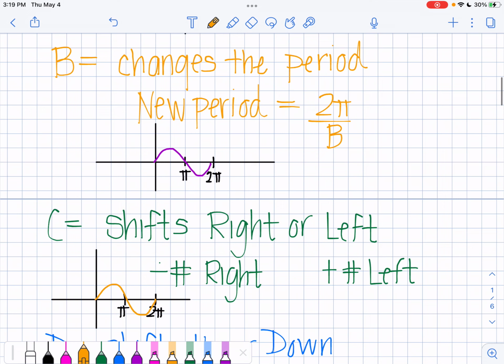B changes the period. The period means how often the graph repeats itself. Cosine and sine both repeat themselves every 2 pi. That's what the period is. If I change the period, I can take my graph and it'll get smaller. I can shrink it in like this, or I can expand it out so that it looks like that. That's what it means to change the period. It changes the frequency, like how fast the waves are moving up and down.